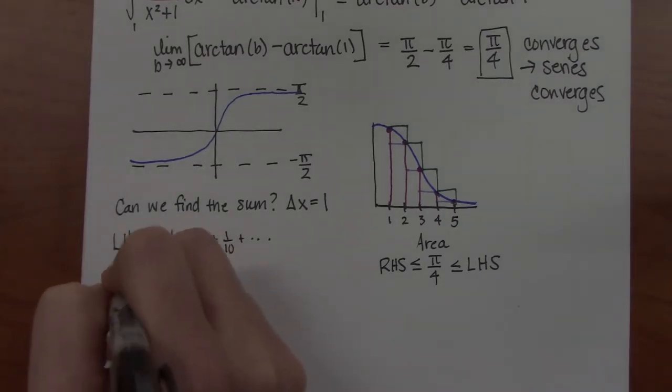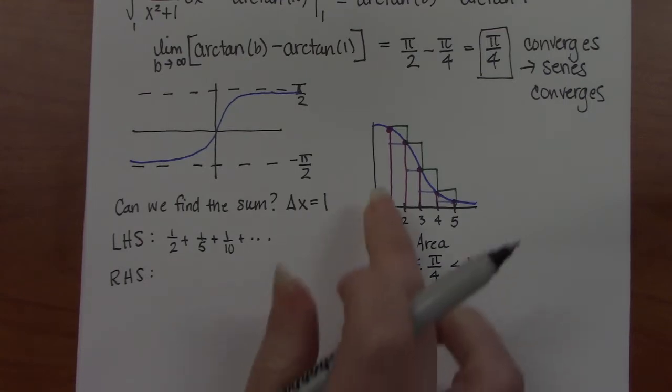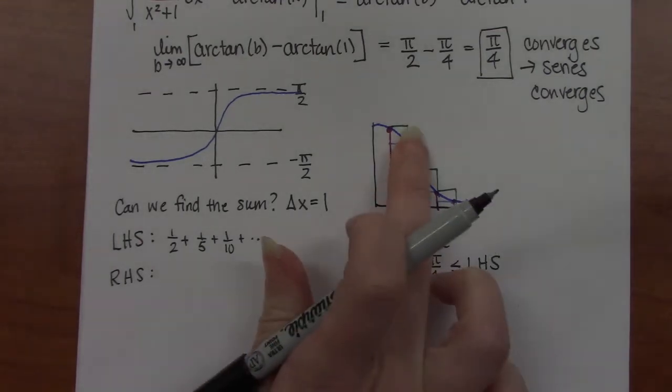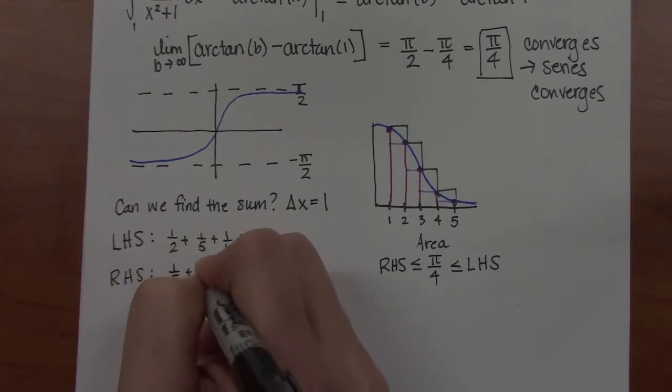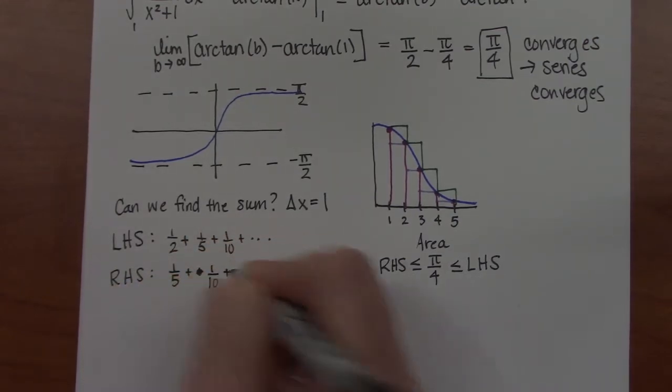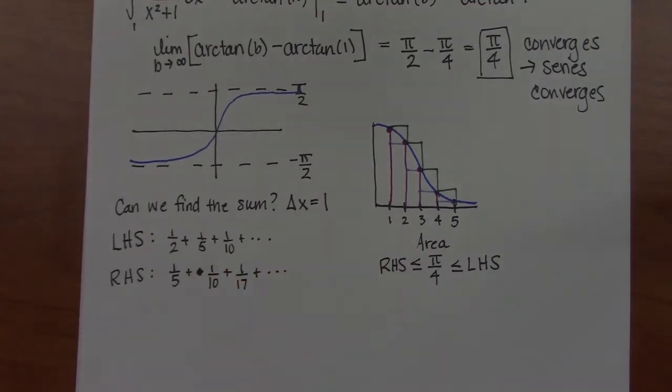If you look at the right-hand sum, well, then all these values shift over by 1 because we would start at 2 to measure the height of our rectangle. So this would be 1/5 plus 1/10 plus 1/17. So which one of those, it doesn't always work out to be this way, but which one of those is the actual series we're summing?